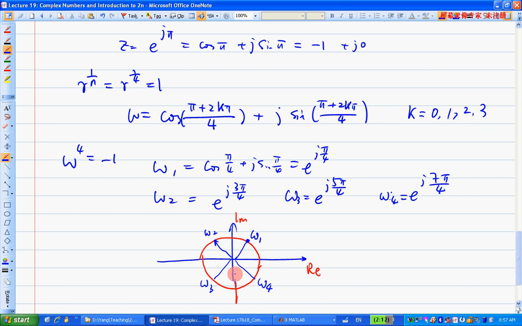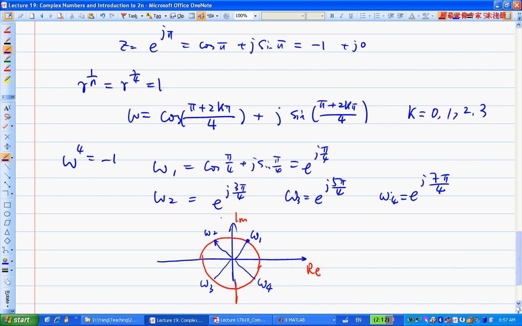So these four complex numbers, W1 to W4, evenly dissect this unit circle. It's like 360 degrees divided by 4, so they are separated by 90 degrees. That's basically how you draw it. If you have a fifth root or sixth root, you're going to have 5 or 6 complex numbers around the unit circle. Not necessarily a unit circle: if z is not 1, it's going to be a circle with a certain radius. Any questions?